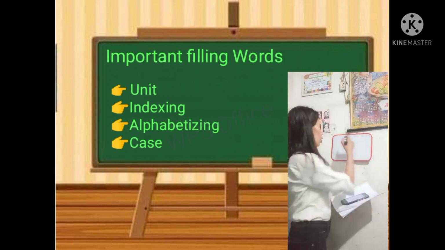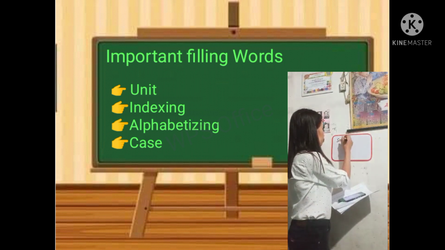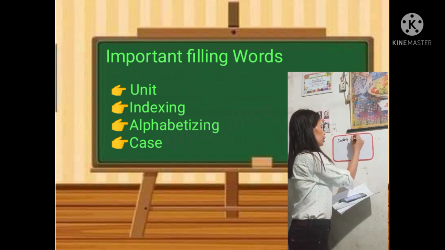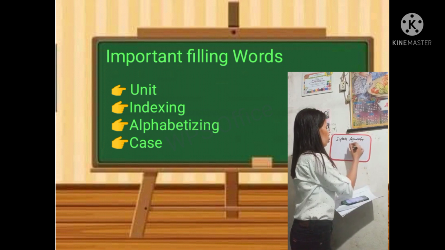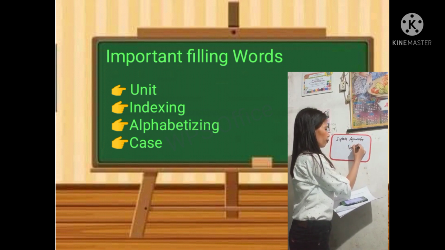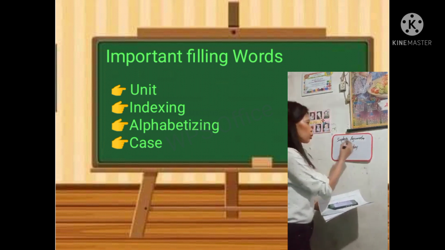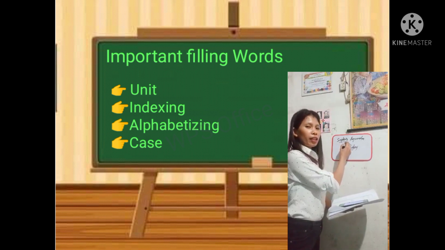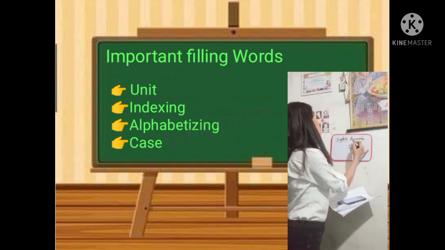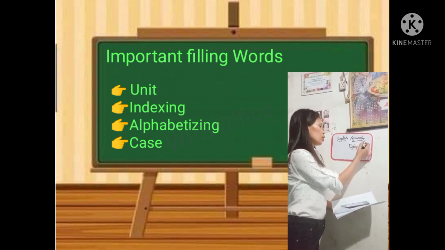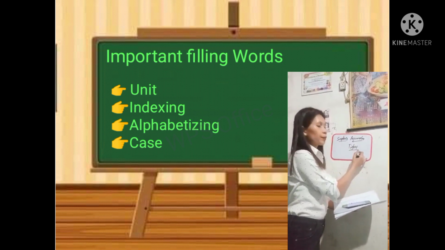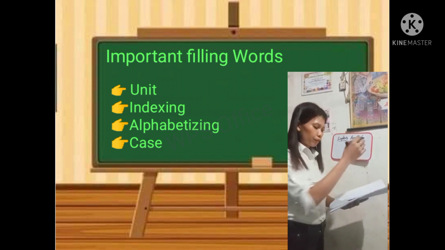For example, we have Sofia Aguanta Tigli. The first name, Sofia, is the first unit. Aguanta, the middle name, is the second unit. The surname is the third unit.